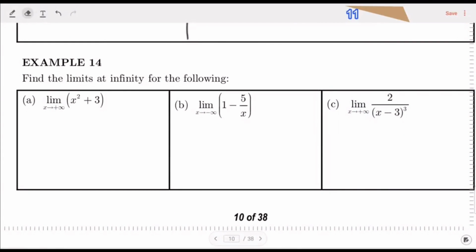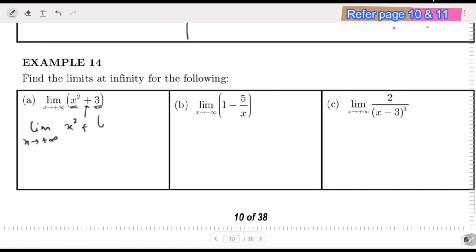Example 14. Find the limits at infinity for the following. A. Limit x approaches positive infinity x squared plus 3. So here I'm going to apply the property of limit, since we have two different functions and the operation between them is plus. So we could separate the two functions, becoming like this.